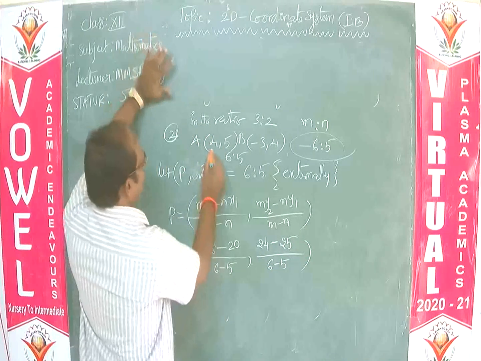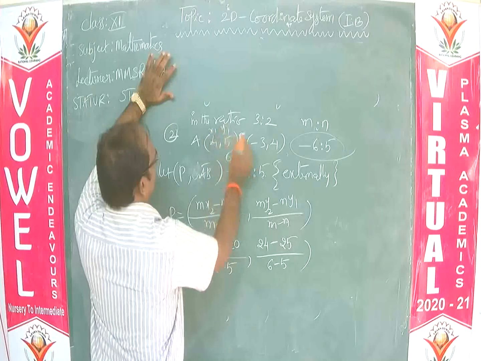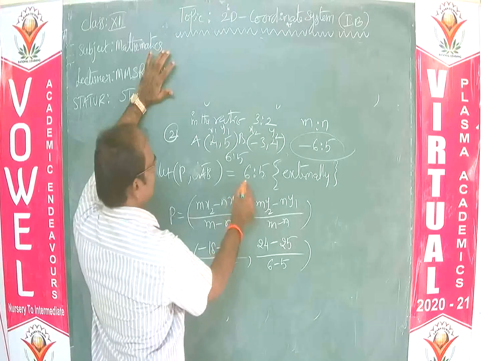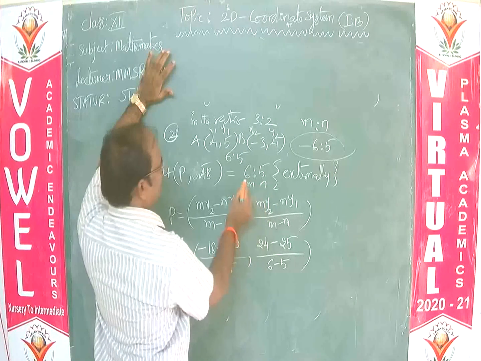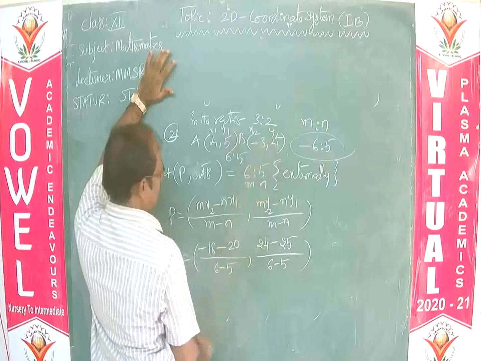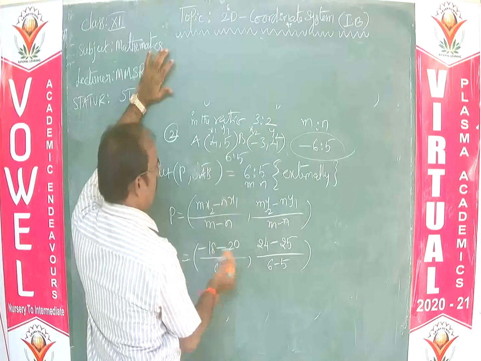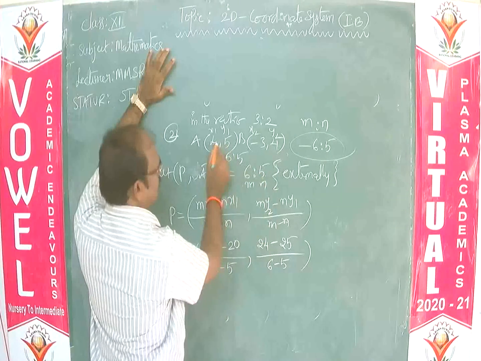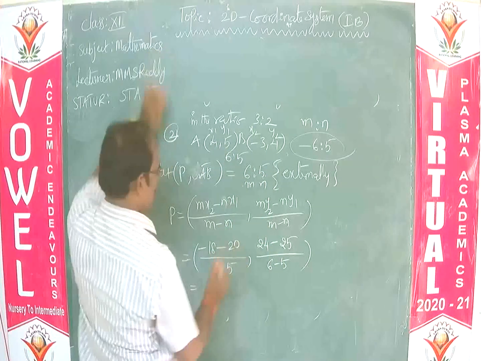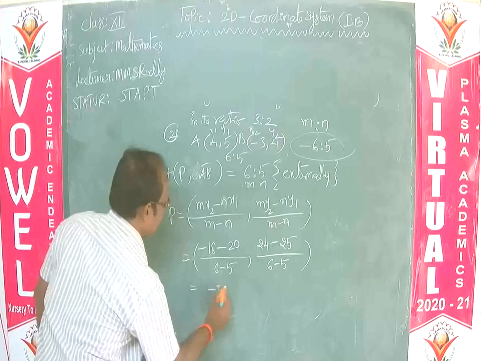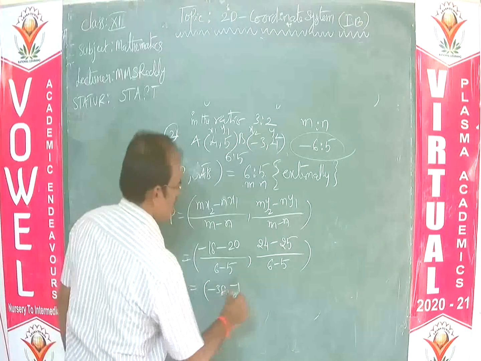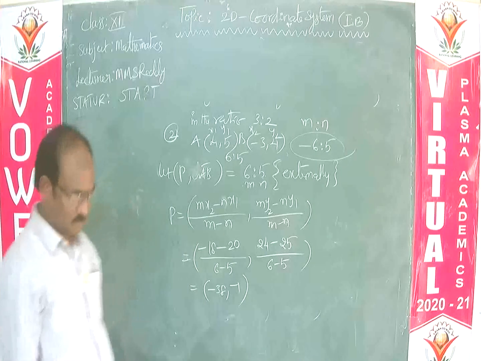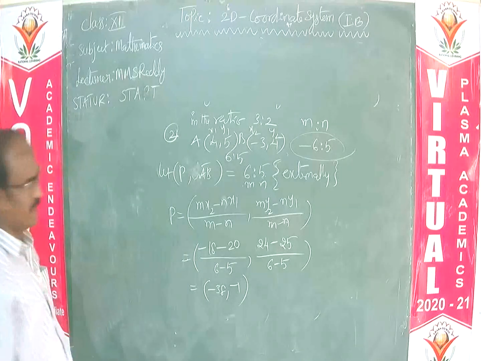Once again, x1 y1, x2 y2, and here it is m is to n. mx2, 6 into minus 3, minus 5 into 4, by 6 minus 5; 6 into 4 minus 5 into 5, that is equal to minus 38 by 1, minus 1 by 1. Minus 38 comma minus 1 is the required point.